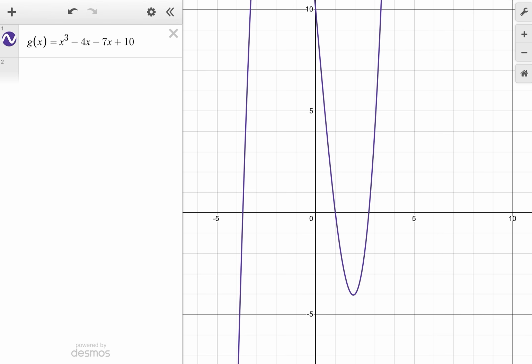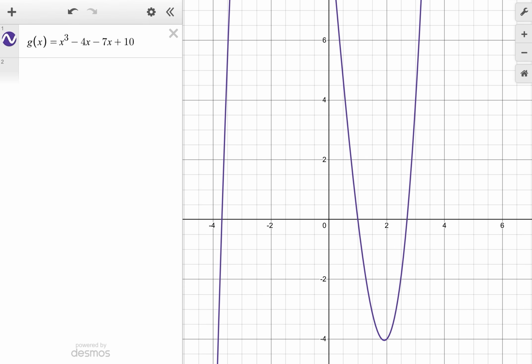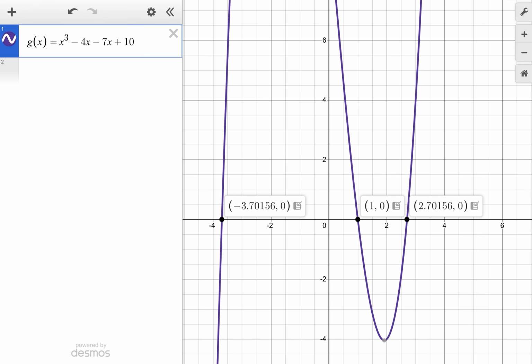Well, you should know that zero is just a fancy way of saying x-intercept, and so you have all these x-intercepts. You can just click on them. And if it asks you which of these x-intercepts are an integer, well, in this case, 1 is the only integer here, so your answer would be 1.